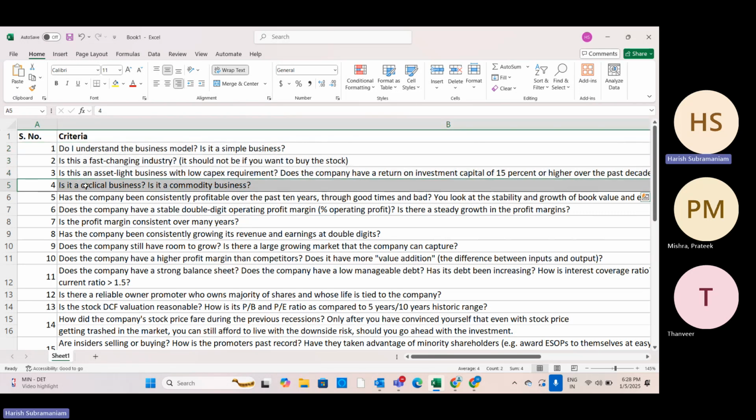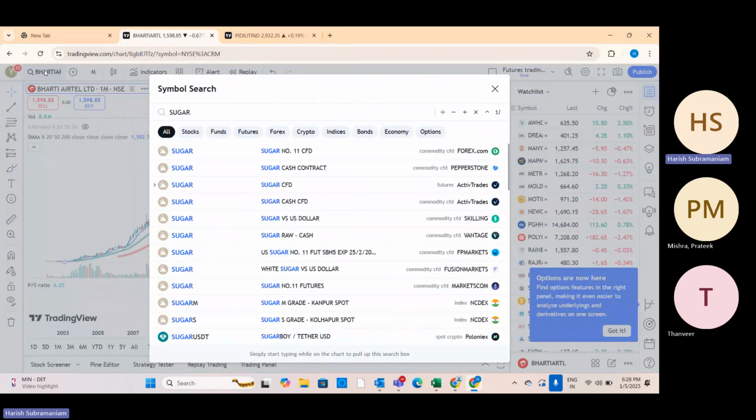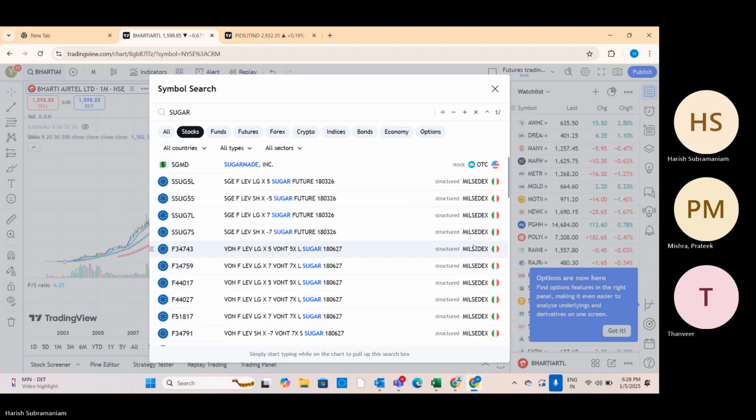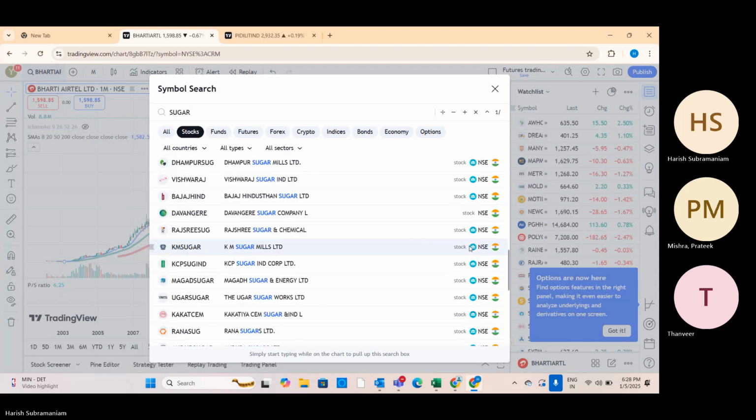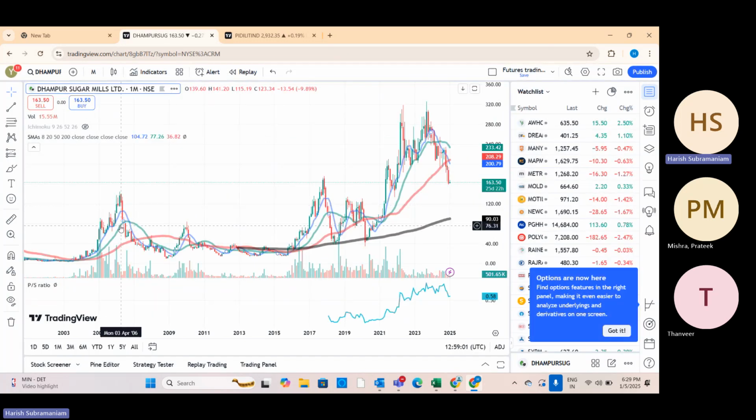Okay. So let's look at the next criteria. Typically, cyclical businesses. If we enter cyclical businesses, we need to know how to trade. So a cyclical business is a business... let's take, for example, some sugar company in India. Let's just take some Dhampur Sugar or some other sugar. Now, a cyclical company, you can see the stock is cyclical. It goes down, goes up, goes down, goes up, goes down, goes up, goes down. That's typically a cyclical company, right?